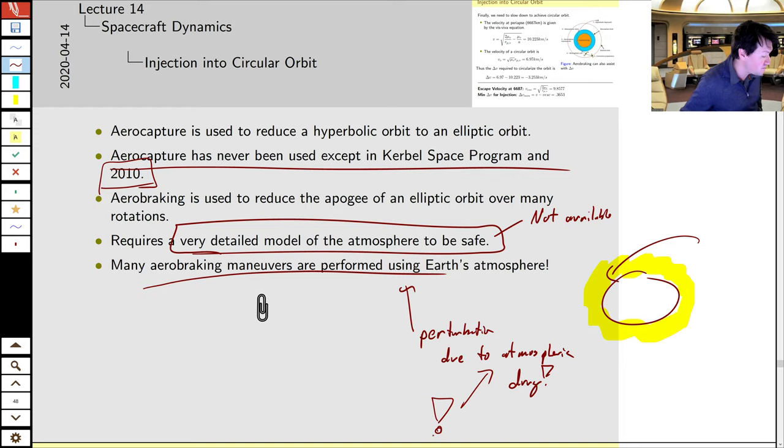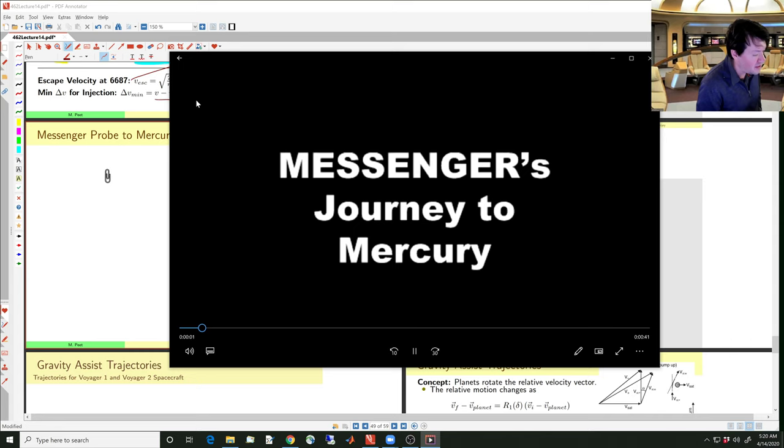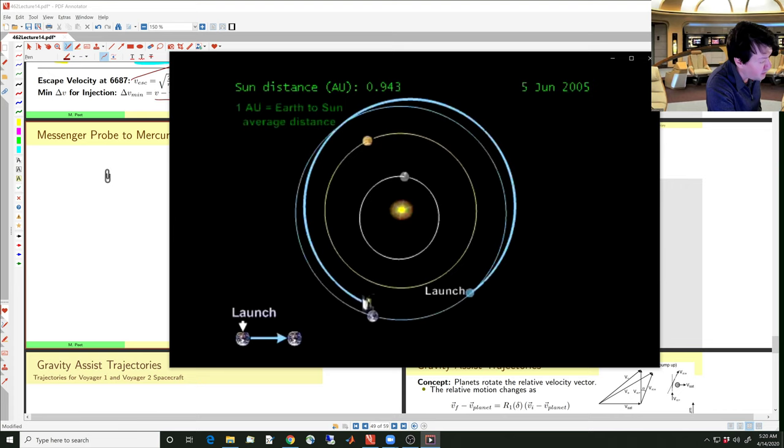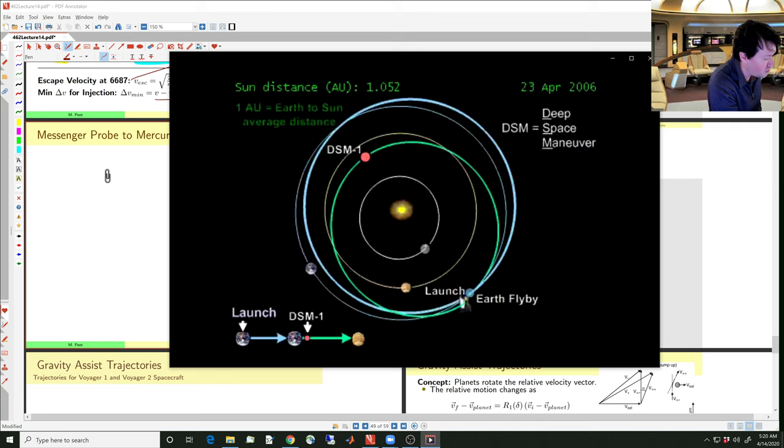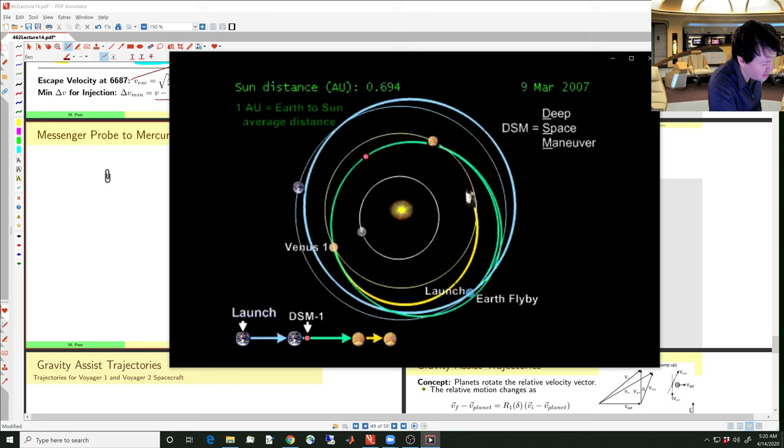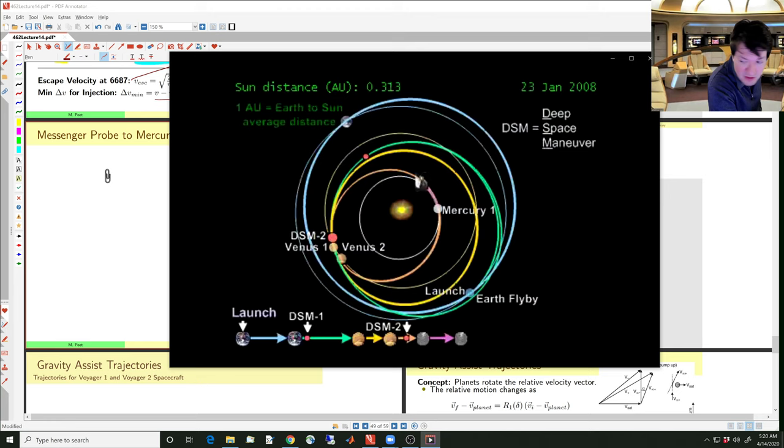Right. So just to conclude this part on the patched conic approximation. Here we're going to Mercury. This is the MESSENGER probe. It has very complicated orbital maneuvers. So there's one maneuver there in deep space, and then you've got to get the timing right and pass by Venus, which is like a gravity assist. And we'll talk about gravity assists in the next section of this lecture, which I probably won't get to tonight.